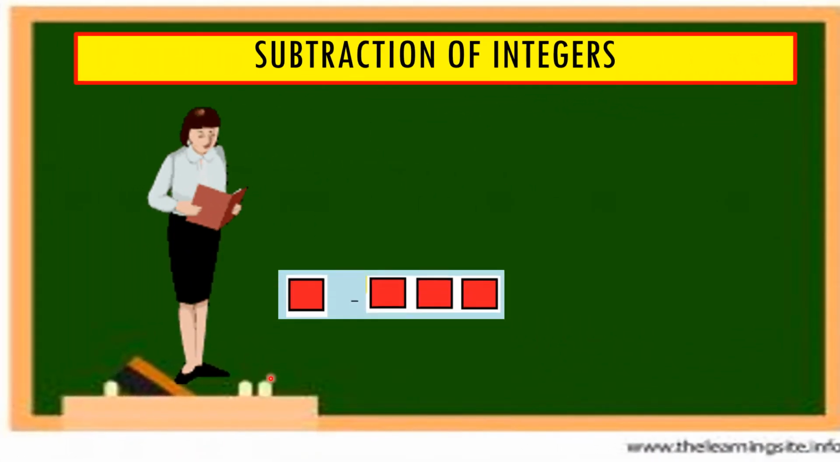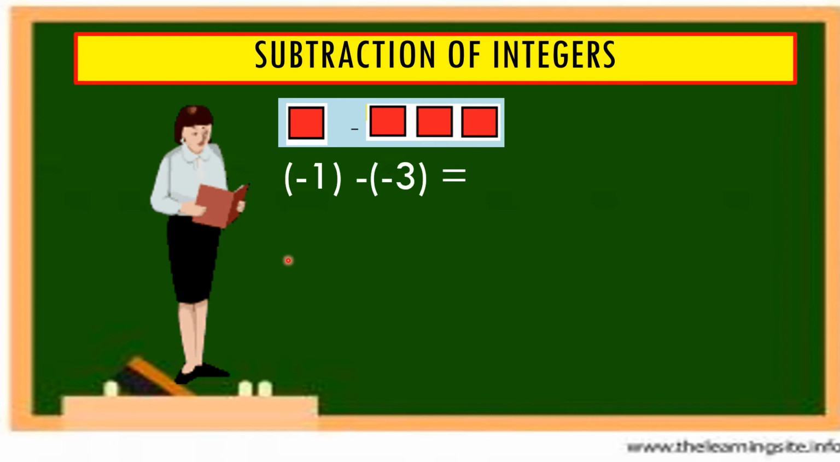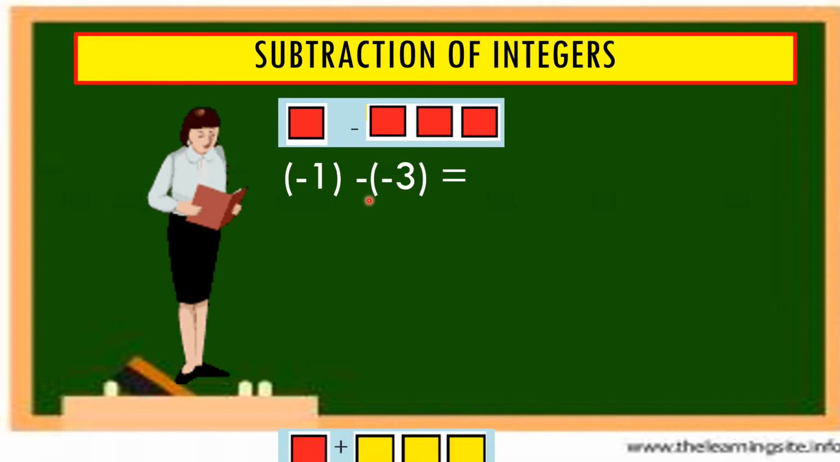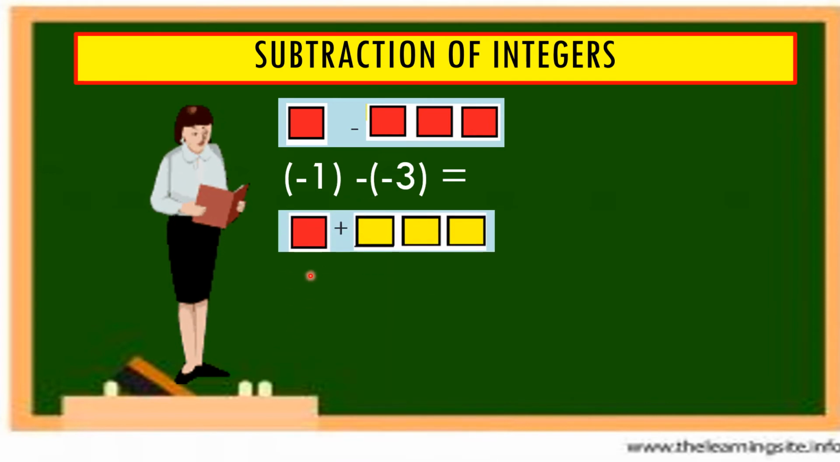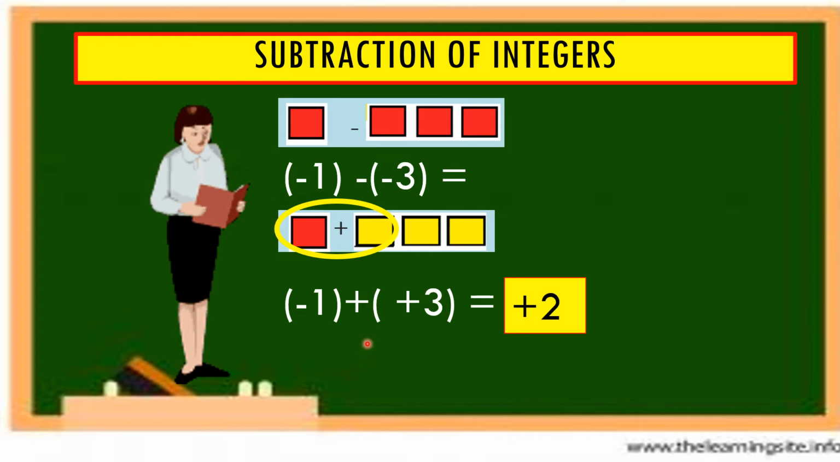We have the next example. We have -1 minus -3. Change the sign of the subtrahend and proceed to addition. It will become -1 plus +3. What is 1 plus -1? 1 plus -1 is 0. Therefore, what is our result? Our result is +2.